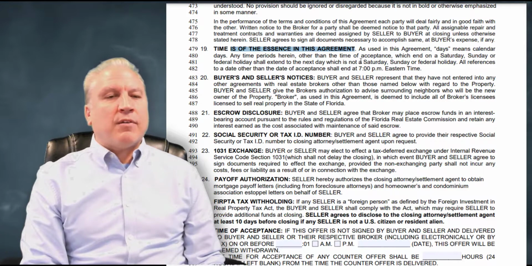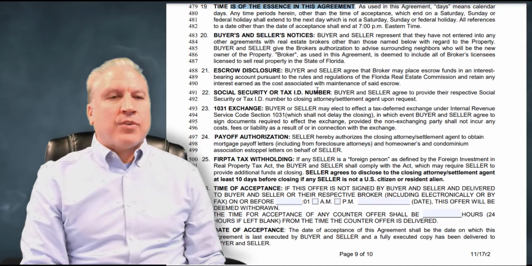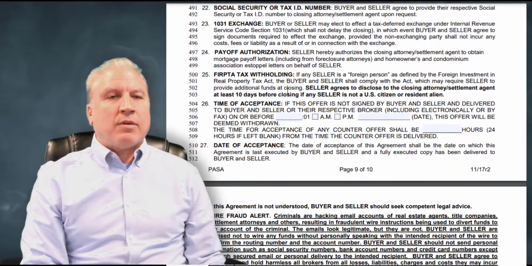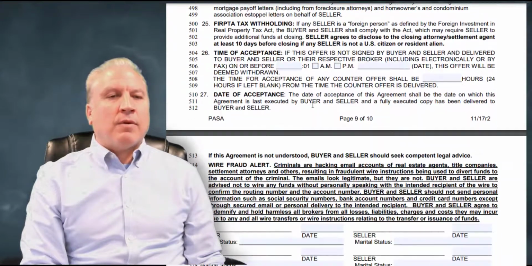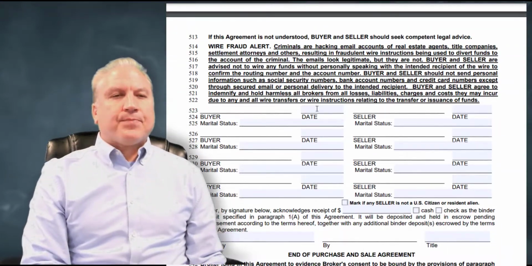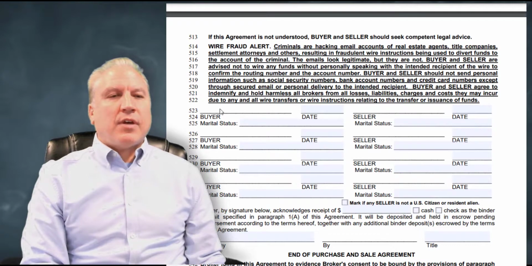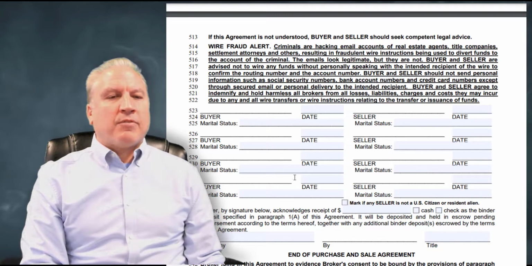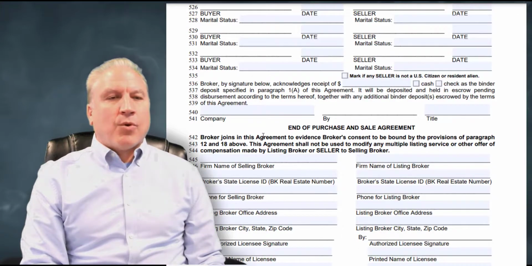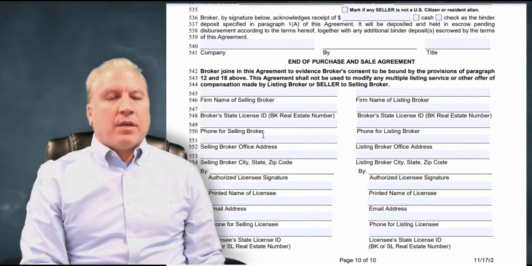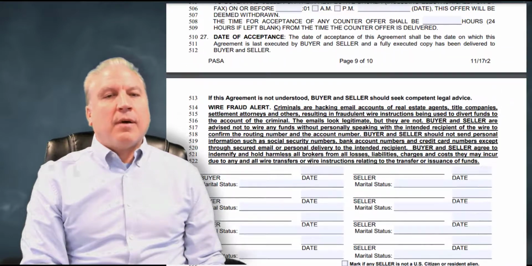Obviously, every contract, time is of the essence. You can't drag your feet. There's other disclosures, like you have to give them your social security number, and then you have to sign it. Buyer, seller, buyer, seller. There could be up to 4 of each. Brokers have to sign it because they're responsible for the escrow of the money.